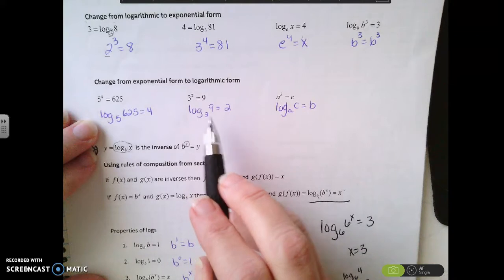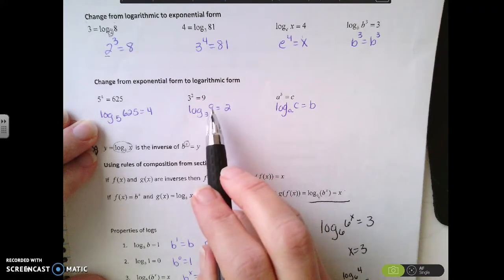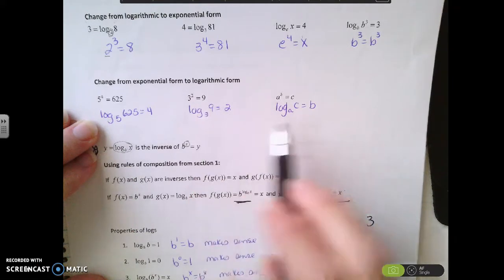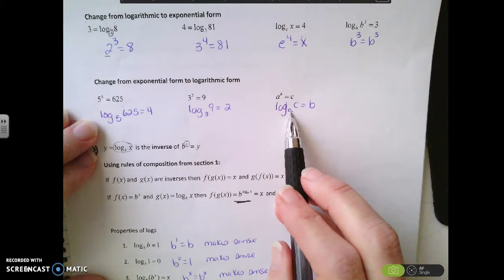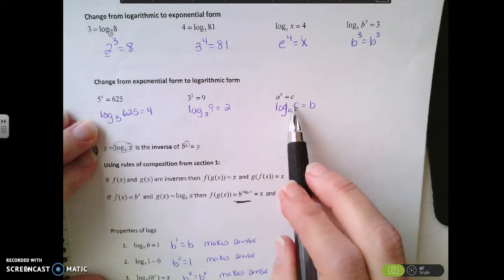Here I can do log base 3, here's my exponent, and here's my result. So 3 raised to the second power equals 9. Here it's going to be log base 8. Base a raised to the b power is equal to c.